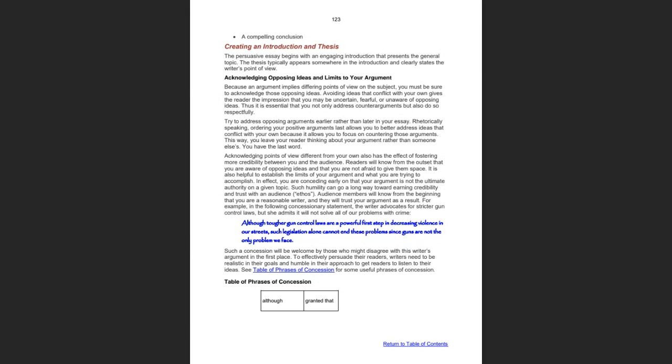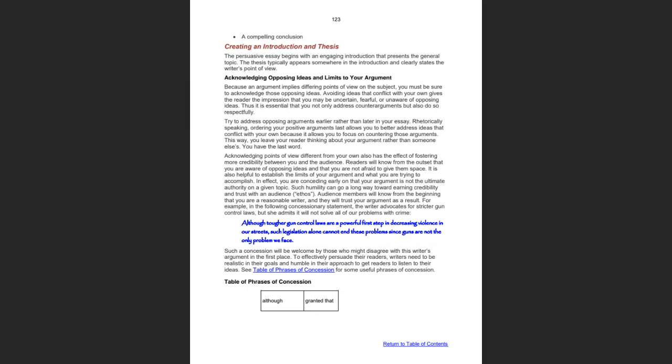That's ethos. Audience members will know from the beginning that you are a reasonable writer, and they will trust your argument as a result. For example, in the following concessionary statement, the writer advocates for stricter gun control laws, but she admits it will not solve all of the nation's problems with crime.